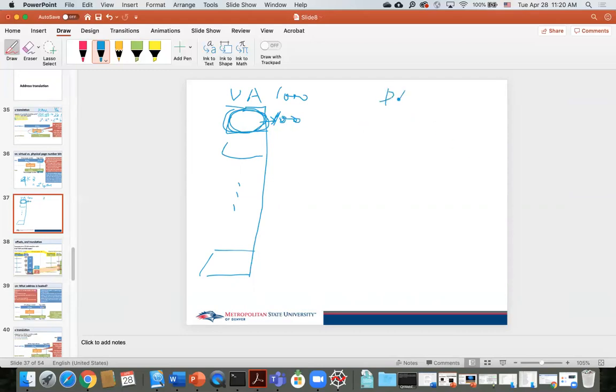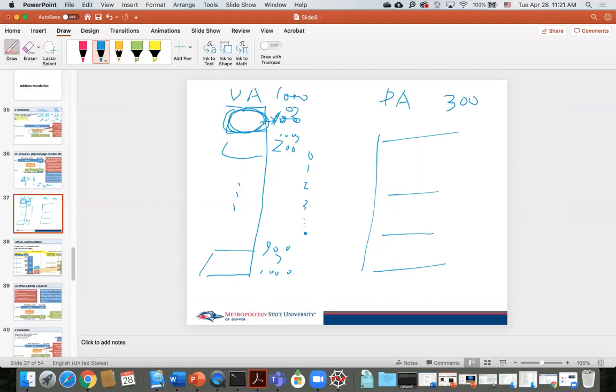And suppose the physical address has only 3 pages, so the size of the physical address is 300. So all we need to do is map 0 to 100, 100 to 200, 200 to 300, all the way up to 900 to 1,000. The only thing we need to do is map the page numbers, from 0, 1, 2, all the way to 9, to the 0, 1, 2 indices, because you only have 300.